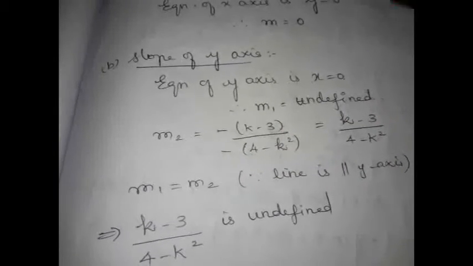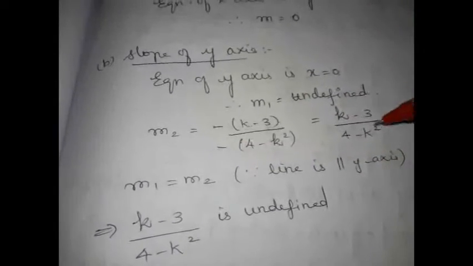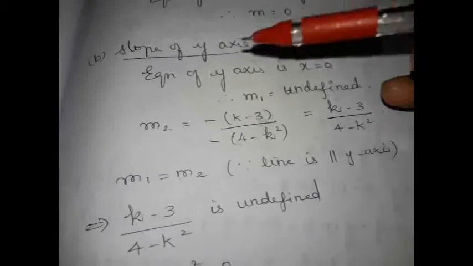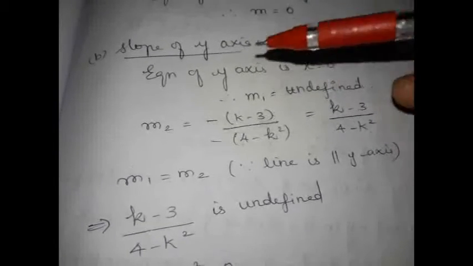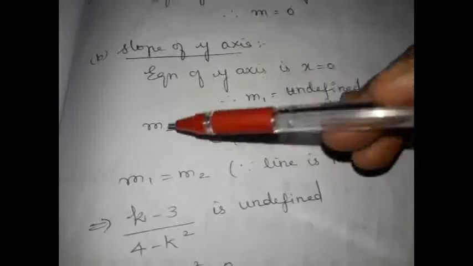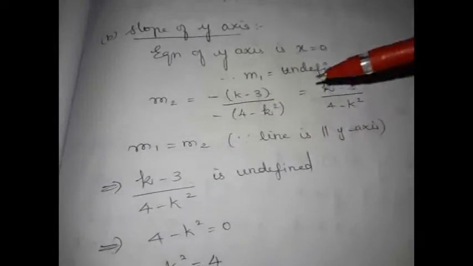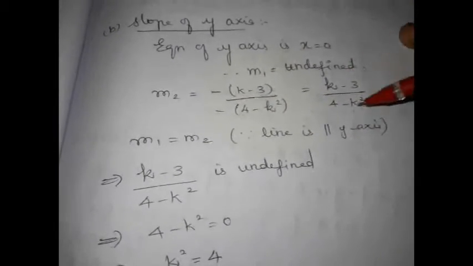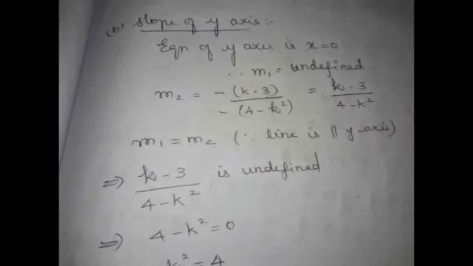Okay, which is given in the question. So minus minus will get cancelled. We got this. And it is given the line is parallel to y-axis. Therefore, both the slopes should be equal. Right? So which means the slope of M2 should also be undefined.